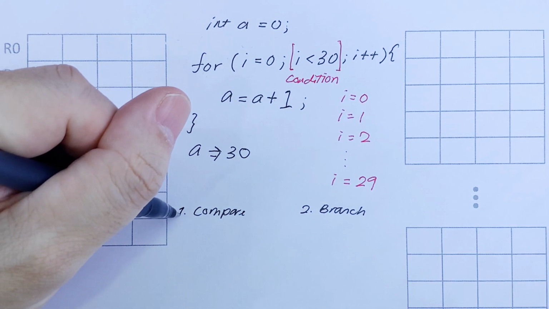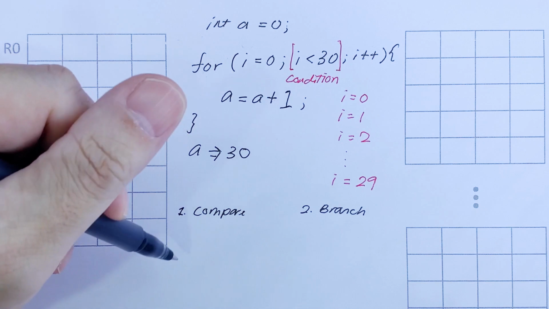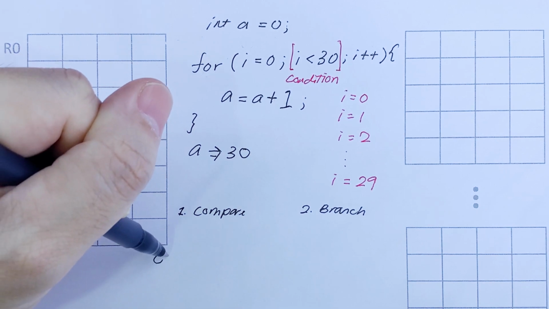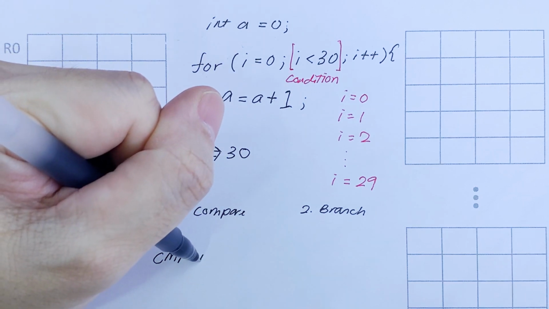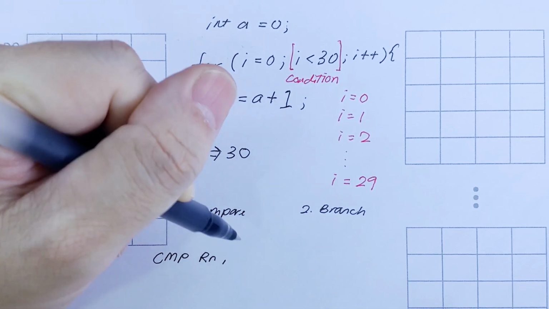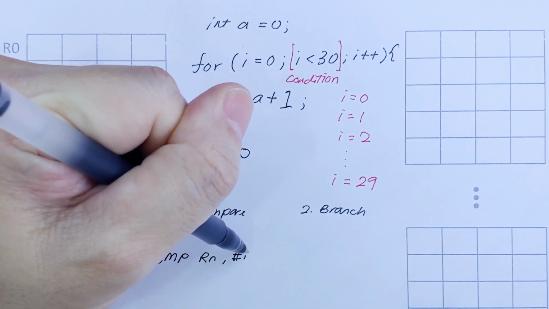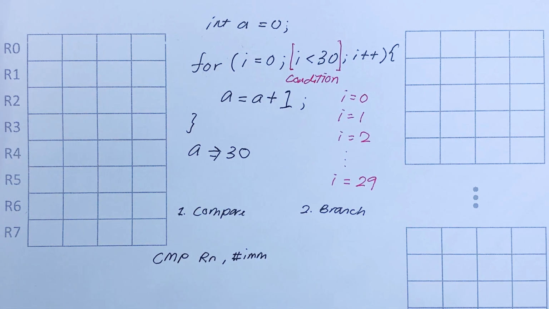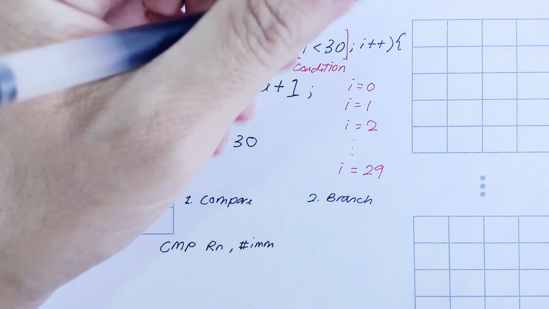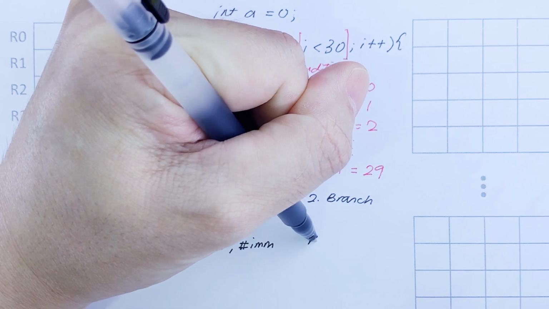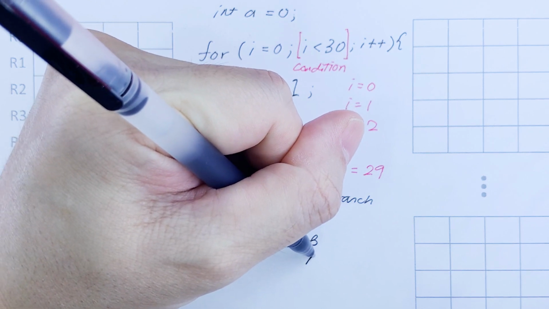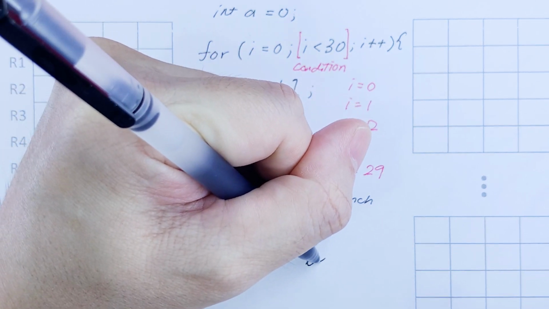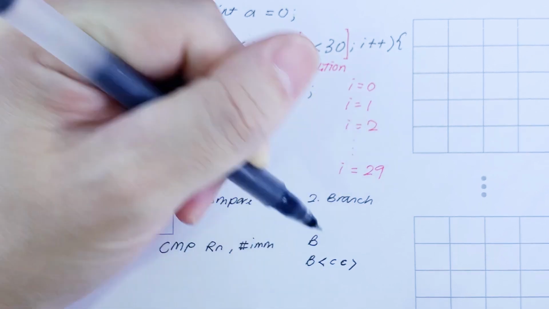Alright, let's look at compare first. The opcode for compare is CMP, and it takes the first operand as a register, and you can use an immediate value as the second operand. Branch, on the other hand, has the opcode B, and there's also a special case where you can pair B with a condition.